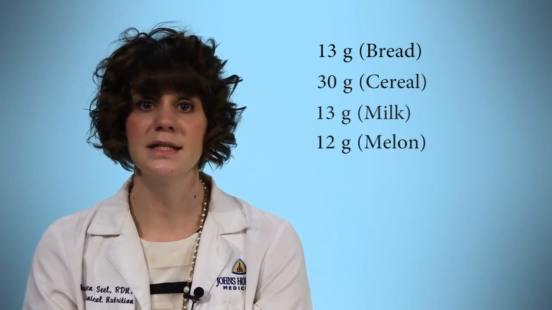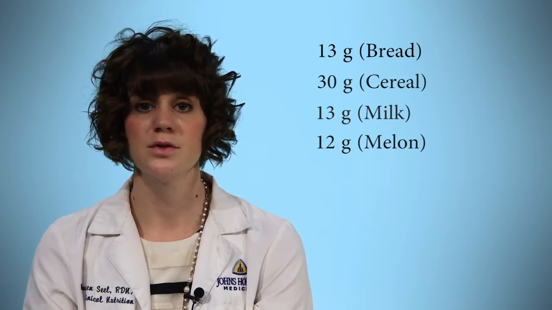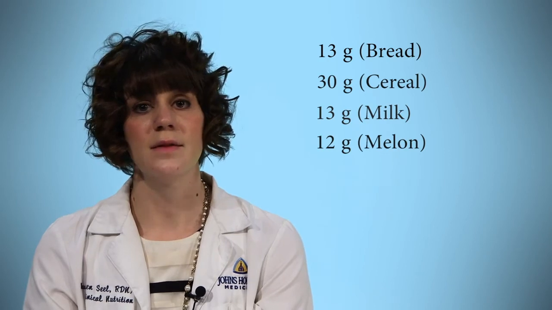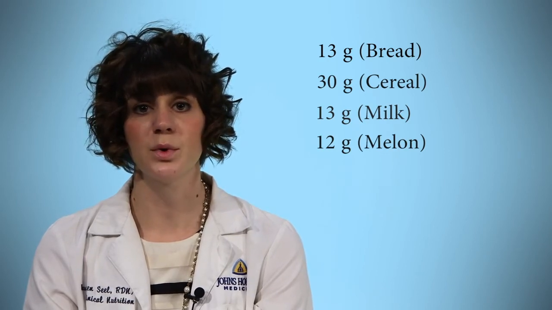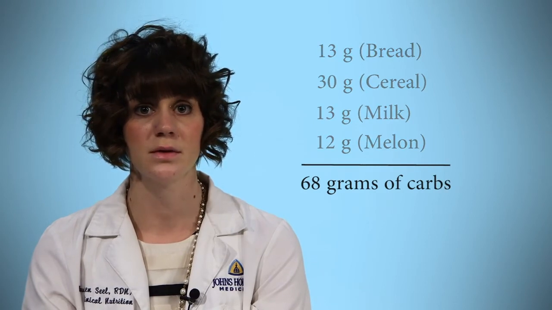From there, you need to add the 13 grams for the bread to the 30 grams for the cereal, to the 13 for the milk, and then to the amount that you needed for the melon, which was 12, for a total of 68 grams of carbohydrate.